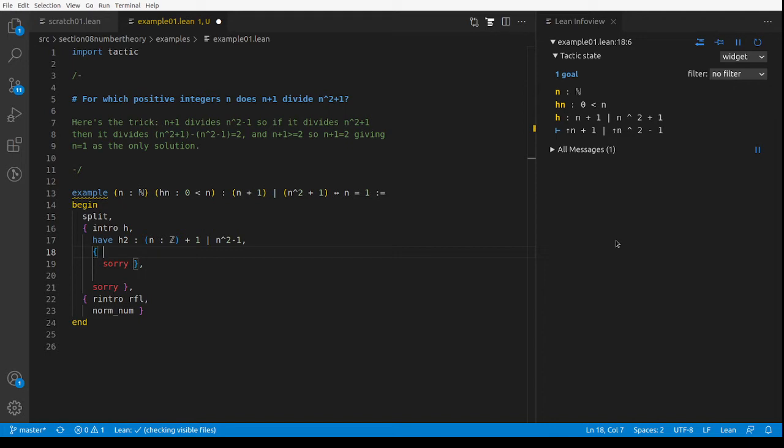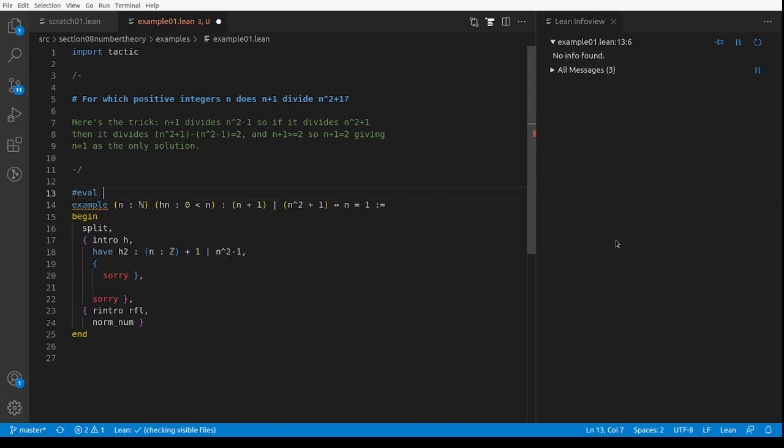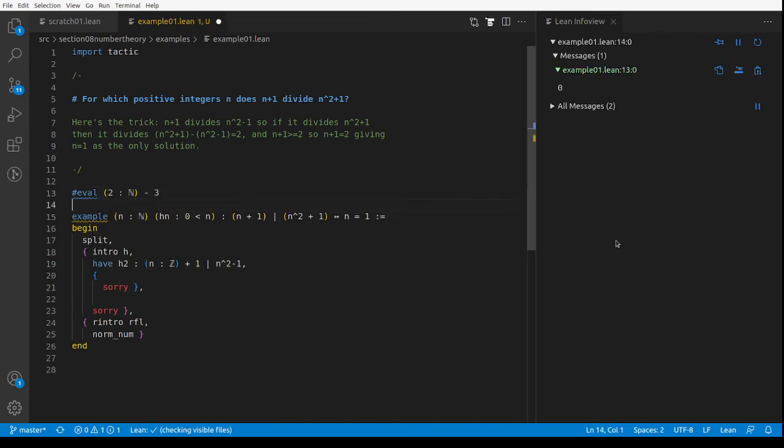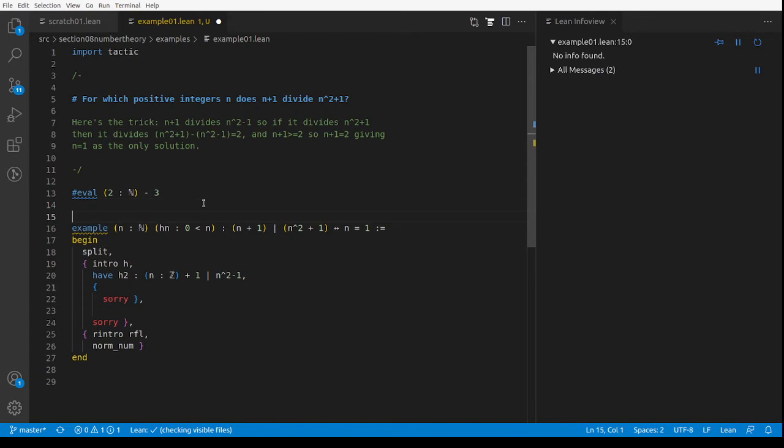But that factorisation wouldn't work over the naturals because minus is a pathological operation. For those of you that don't know what I'm talking about, look, if I eval 2 in the naturals minus 3, I get 0. So there is a subtraction defined on the naturals, but it's pathological. Whereas if I evaluate 2 as an integer minus 3, I get the correct answer of -1. I don't like that the subtraction symbol is used for that bizarre operation: if you do a take away b and b is bigger than a, you just get 0.